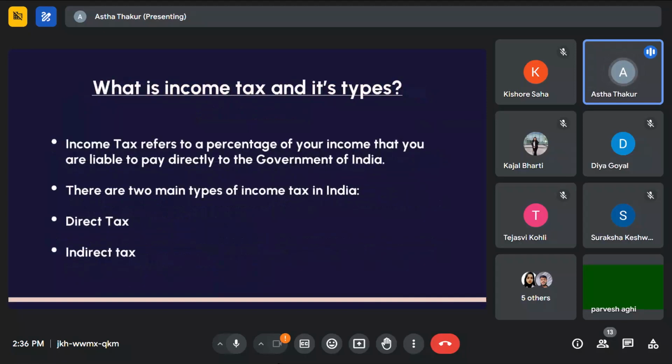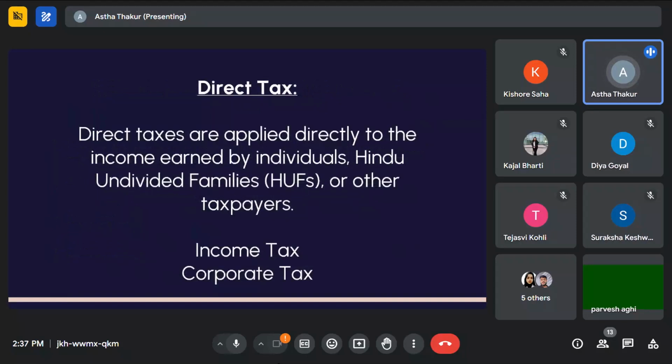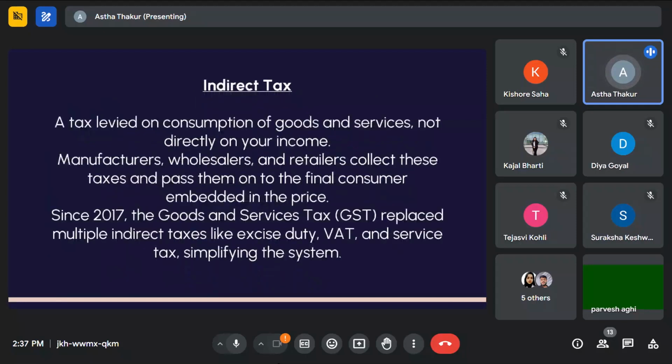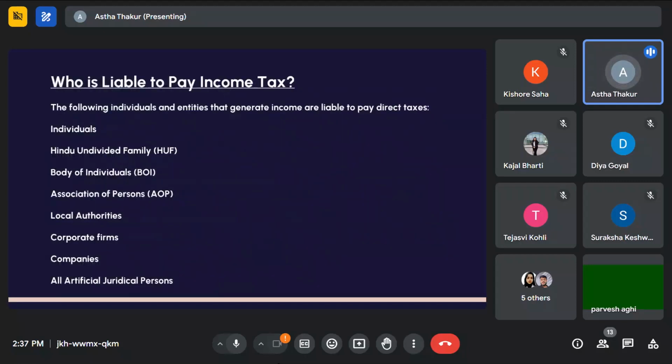Moving forward to what is income tax and what are its types. Income tax refers to a percentage of your income that you are liable to pay directly to the government of India. There are two types of taxes, the direct tax and the indirect tax. The direct tax is applicable to the income that is earned by an individual. There are two types of direct tax, income tax and the corporate tax. Now, if I talk about the indirect tax, this is the tax that is levied on the consumption of goods and services, not directly on your income. For example, the manufacturers, wholesalers, and retailers collect these taxes and pass them on to the final consumer. These are some of the entities that are liable to pay the income tax in India.